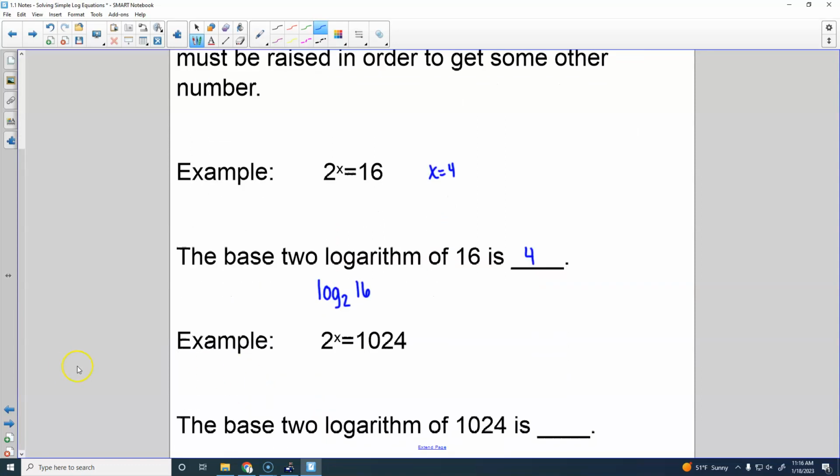Okay? So another example is not quite as easy to do in your head. You've got 2 to the x power equals 1024. So what would I have there? You can grab your calculator and guess and check till you find something. 10? I think it is 10. Check me there. See if 2 to the 10th power is 1024. I think it is 10. Is that right?